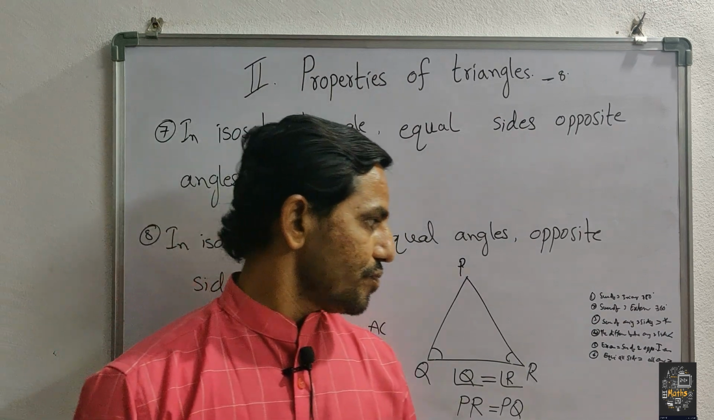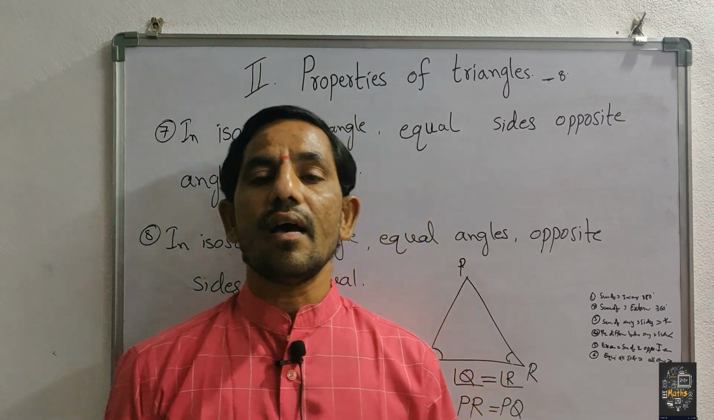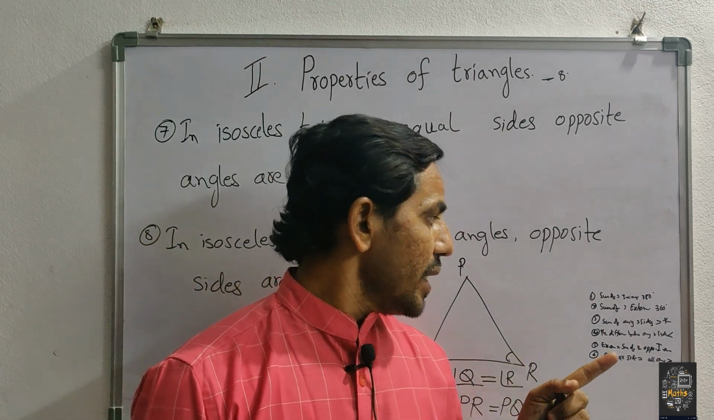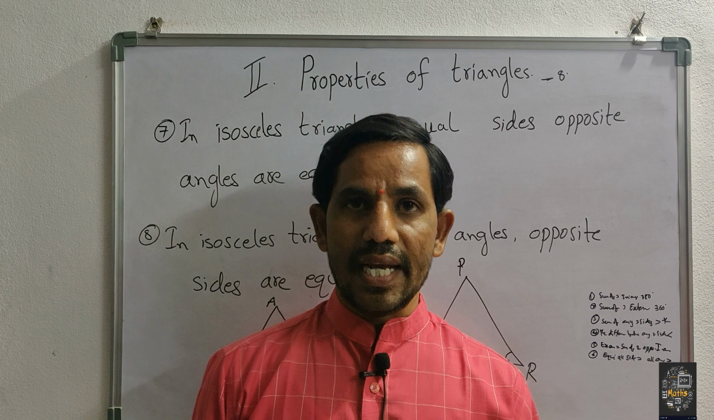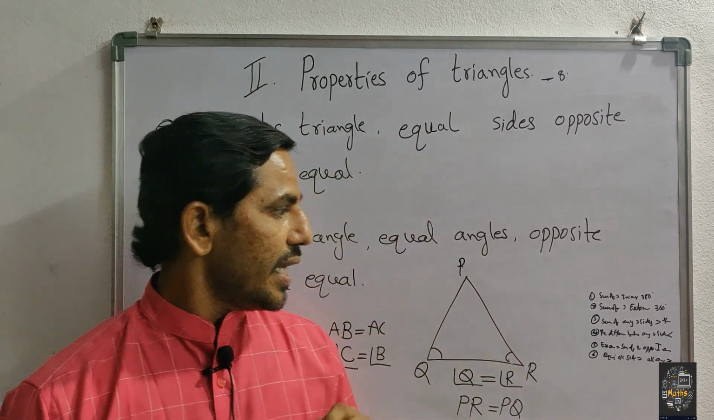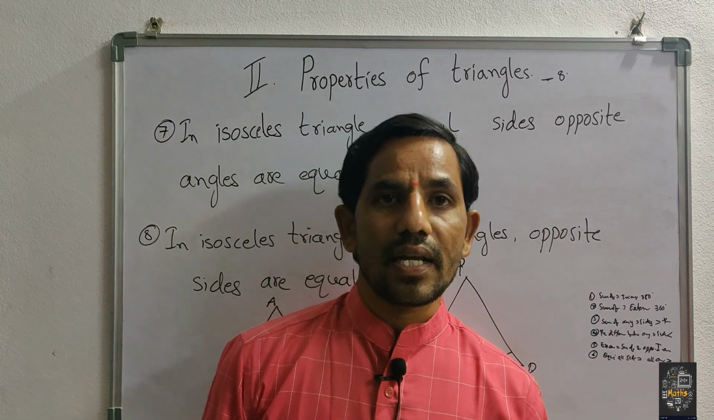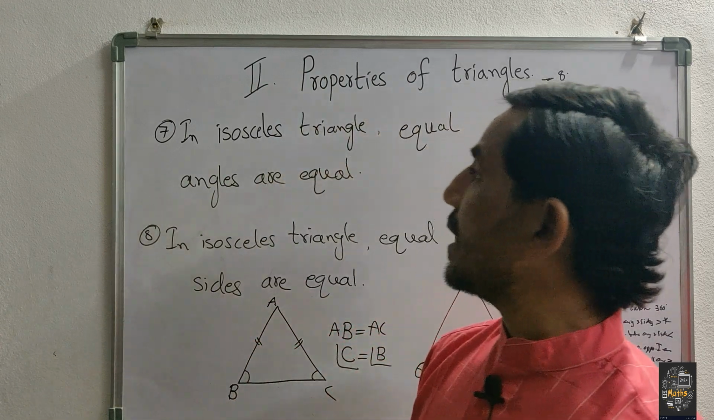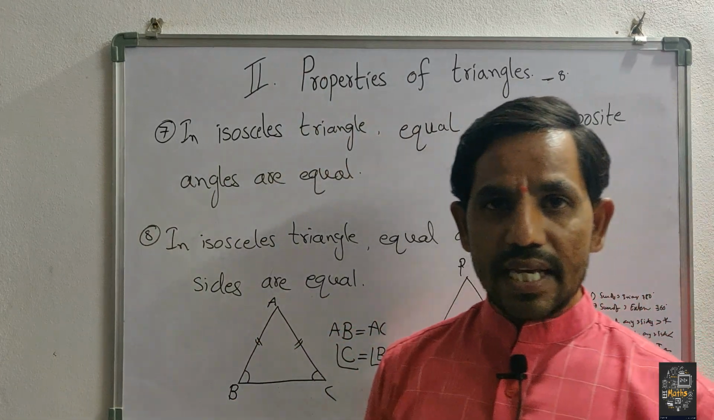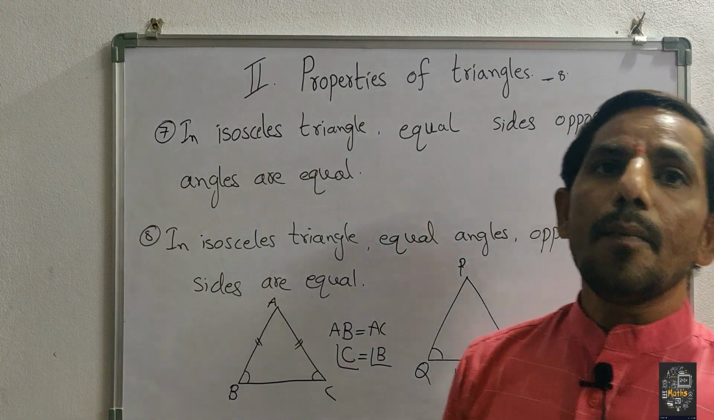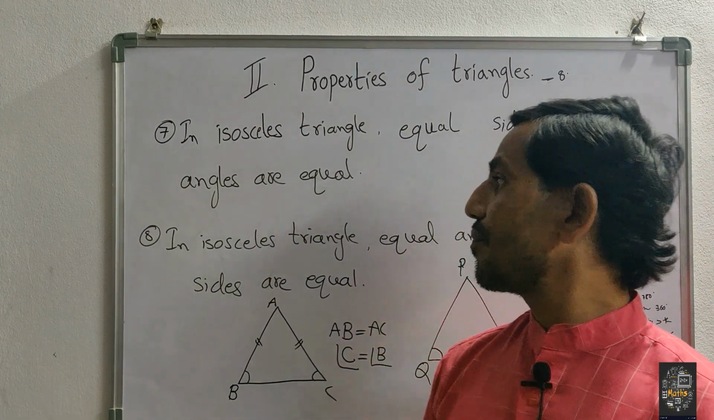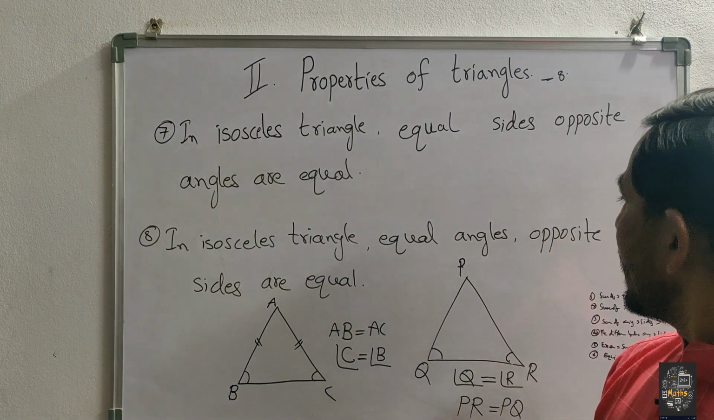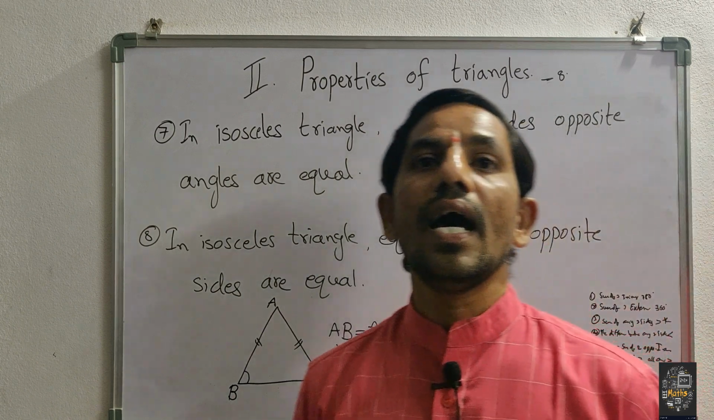Next, fifth one, exterior angle of a triangle is equal to sum of its opposite two interior angles. Next one, in equilateral triangle, all sides are equal and all angles are equal. Next, seventh condition, in isosceles triangle, equal sides opposite angles are equal. And last one, in isosceles triangle, equal angles opposite sides are equal.